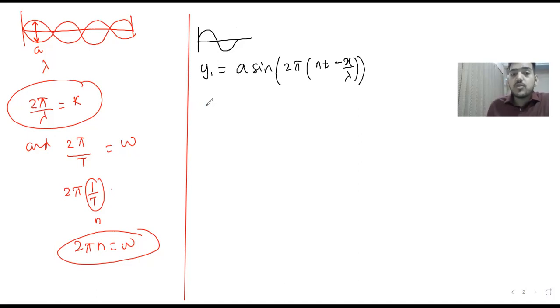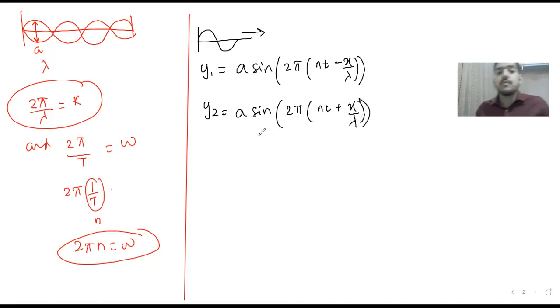And what is the equation of a wave which is going in negative x direction? This was going in the positive x direction. If a wave is going in negative x direction, what will be its equation? We will say it will be y2. So it will be y2 = a sin 2π(nt + x/λ). So this will be the equation of the wave which is traveling in negative x direction.